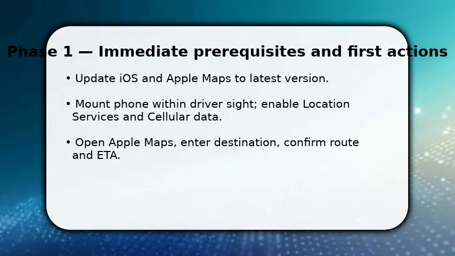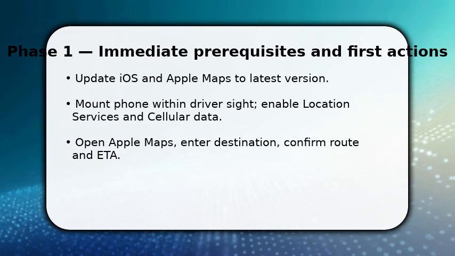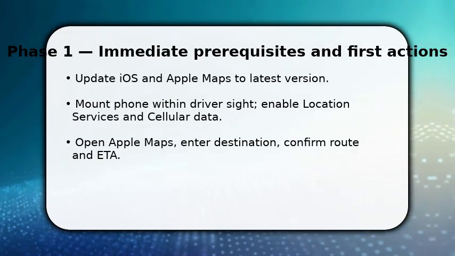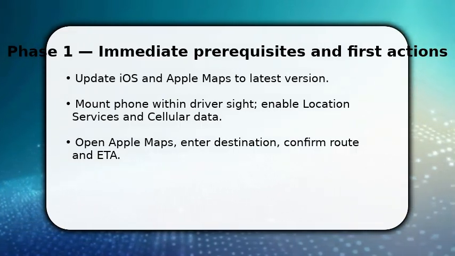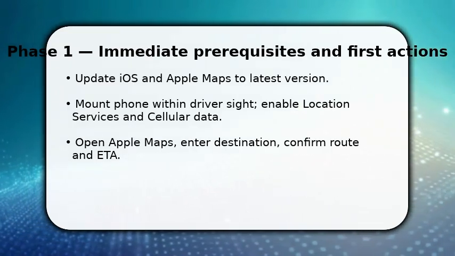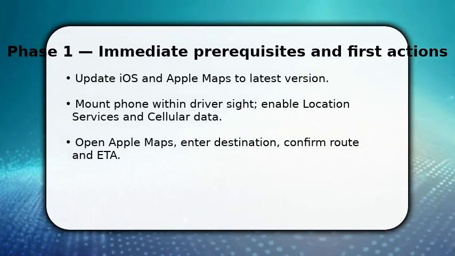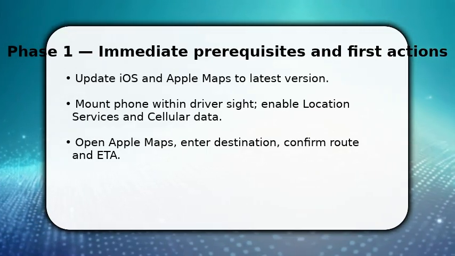Enjoy the video. You start on your iPhone, update Apple Maps, enable location services, and mount the phone where you can glance safely. Once done, open Apple Maps and type the destination. Choose the route you prefer and tap Start. Make sure cellular or Wi-Fi is active so maps can recalculate. This gets Apple Maps actively guiding you.